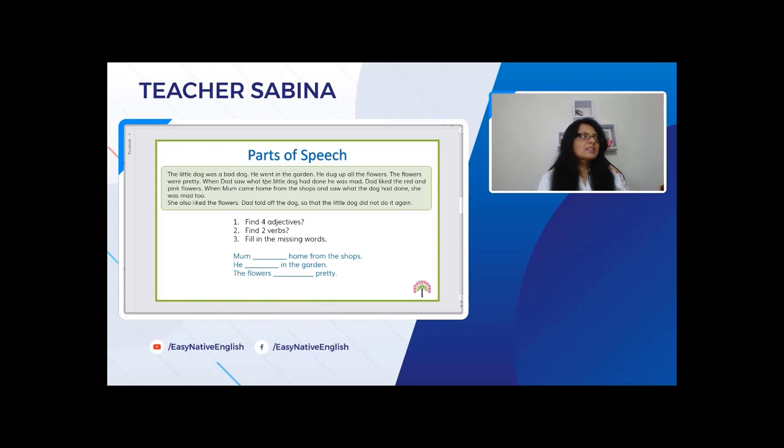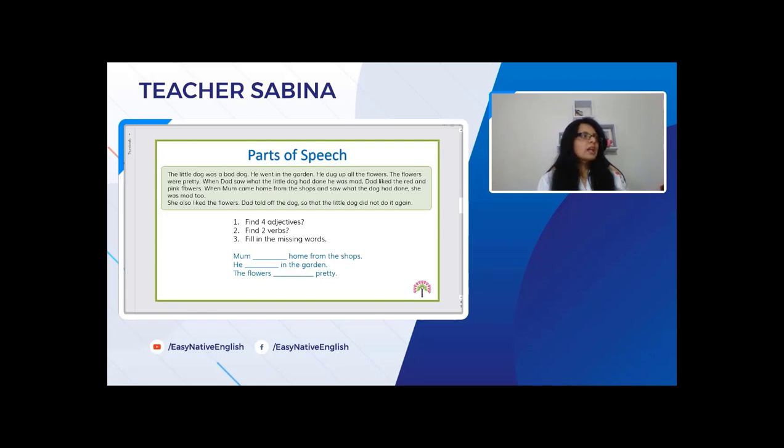In this next sentence, he went in the garden. Right, went, that is something you do, you go. So went is the past tense of go. So went is also a verb. He dug up all the flowers. Dug is something you do. He was digging. He was digging up the flowers. So that's something he did. So dug is your next verb.